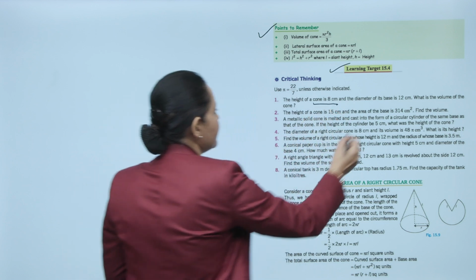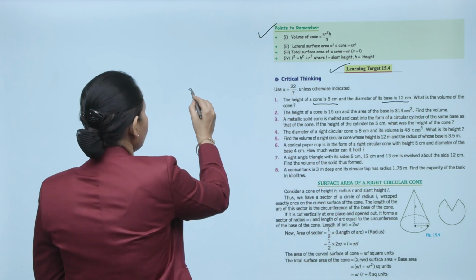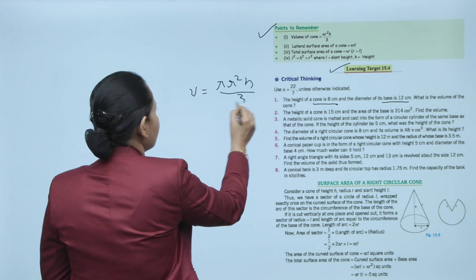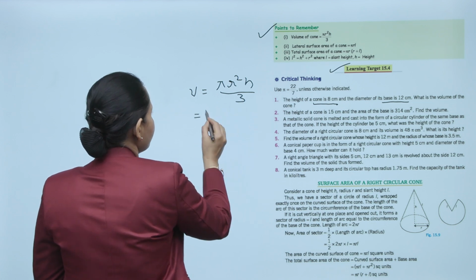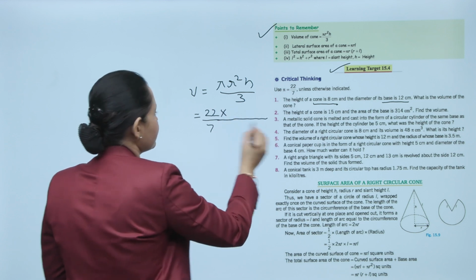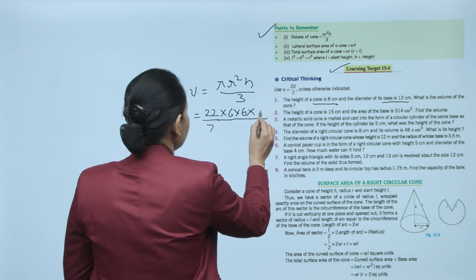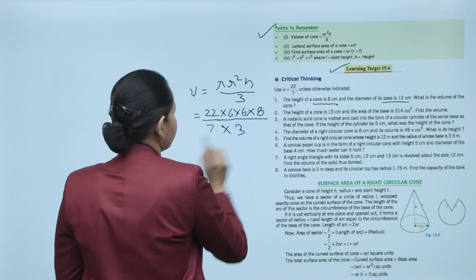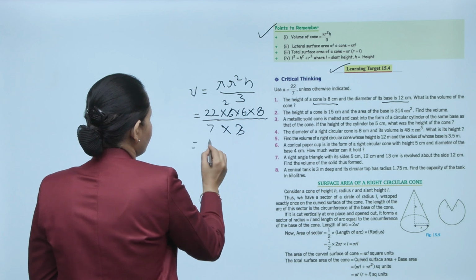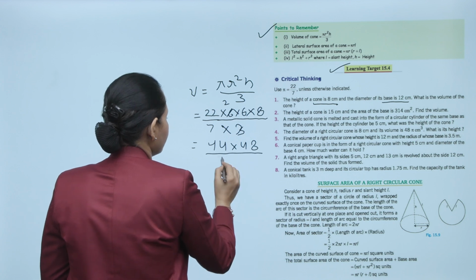Height is given as 8 cm, and the diameter of the base is 12 cm. So r will be 6 cm. Volume equals pi r square h upon 3. Pi is 22/7, r is 6, so 6 into 6, h is given as 8, into 3. 44 multiplied by 48/7.